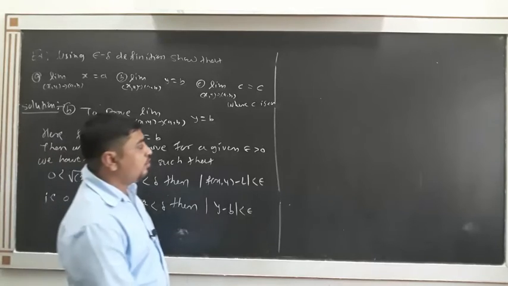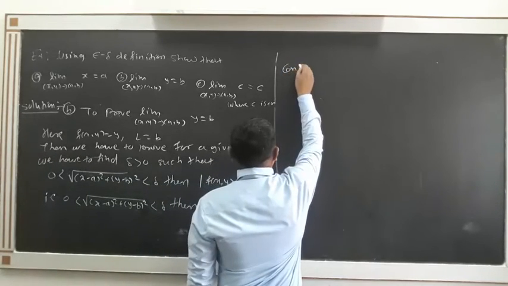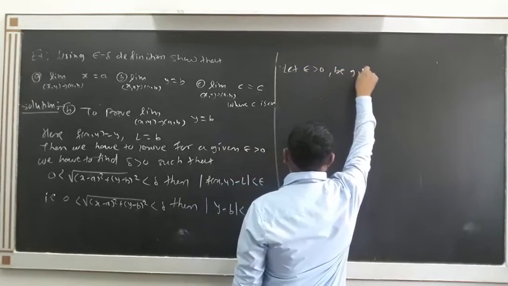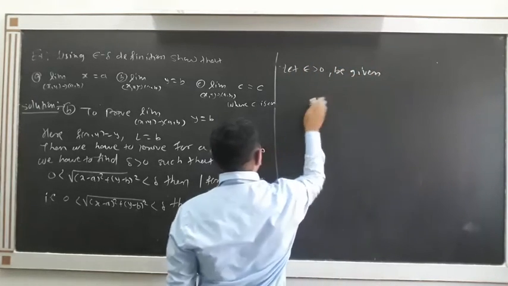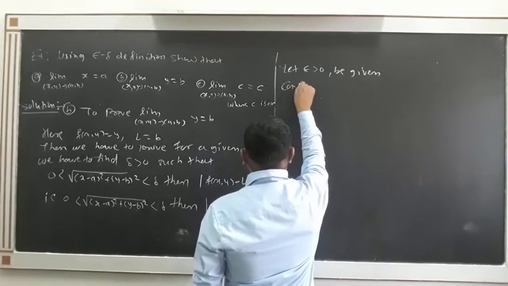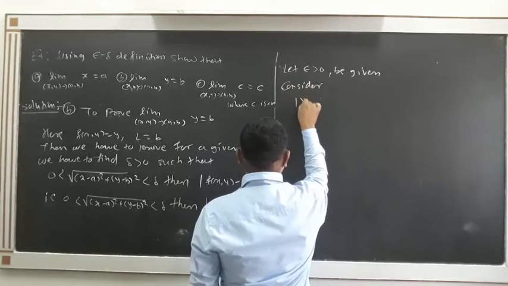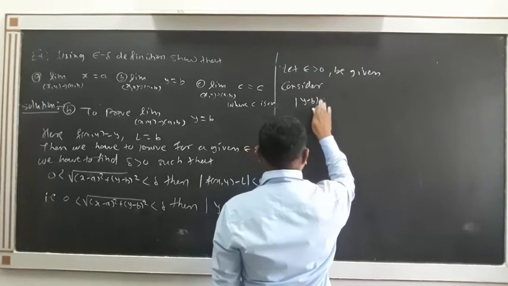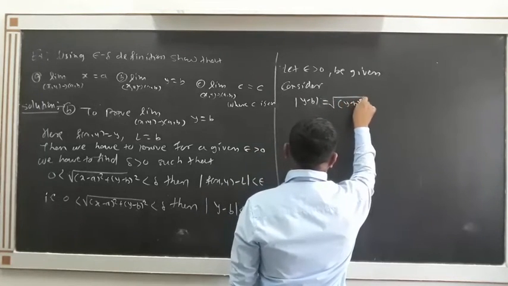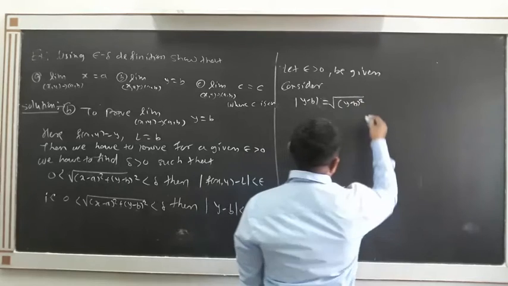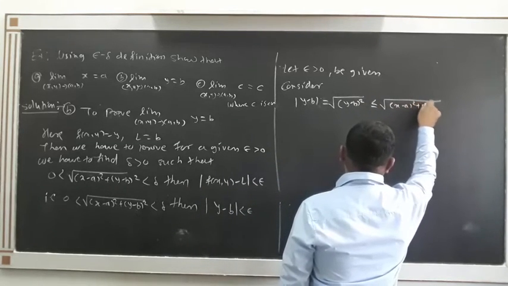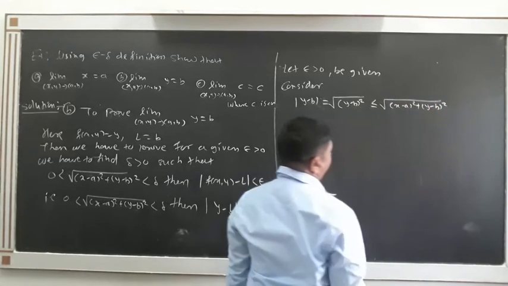A similar proof is there. What do we have to consider? Let epsilon greater than 0 be given. Therefore, consider mod of y minus b, which is equal to the square root of (y minus b) square, is it? And this should be less than or equal to the square root of (x minus a) square plus (y minus b) square.